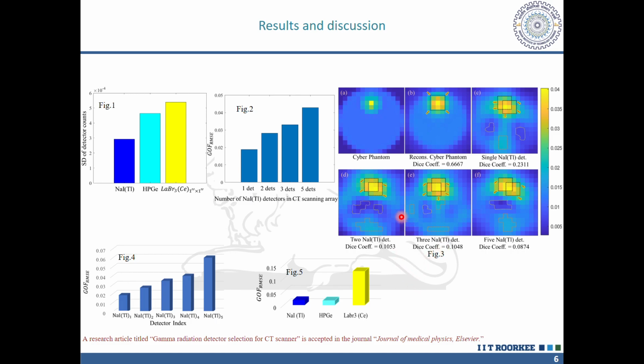Then we compared the noise level present in the data detected by these different detectors, and this figure shows the inherent noise present in the data detected by using different detectors. We observed that relatively low inherent noise is observed in the case of HPGe detectors, and maximum for the LaBr3 detector.